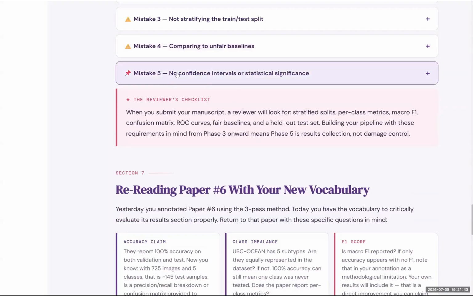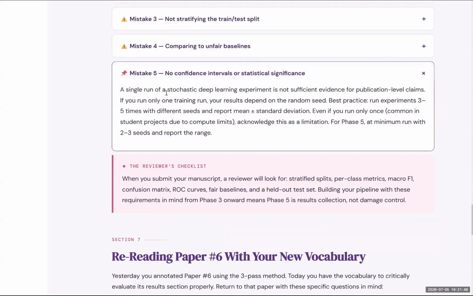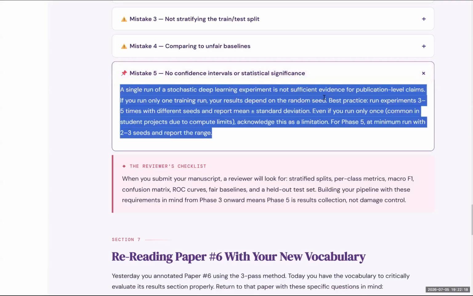Then mistake number 5: no confidence interval or statistical significance. You have to run the same code again and again and get similar kinds of results. If you don't get similar results every time, you don't have any confidence. Whenever you have a deep learning experiment, it is not sufficient to do only one training run, because your result actually depends on the random seed.